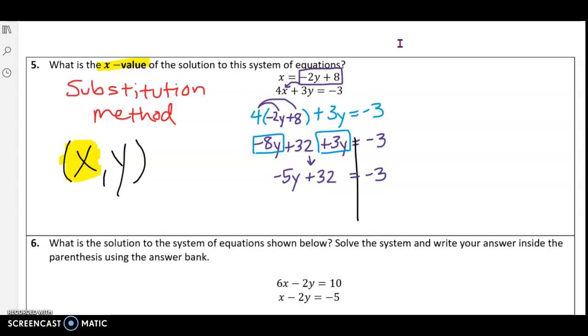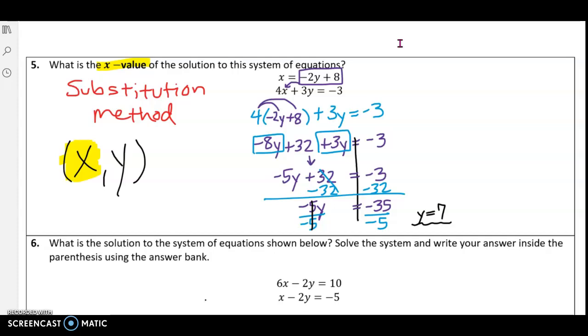Okay, almost there. So to get that y alone, we need to get rid of the plus 32 by minusing 32 on the left and the right. So now we have negative 5y on the left and negative 35 on the right. And lastly, we divide both sides by negative 5. So y is now isolated, and y equals negative 35 divided by negative 5, which is 7.